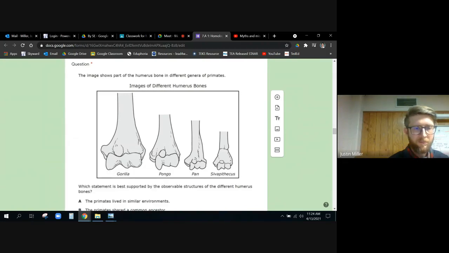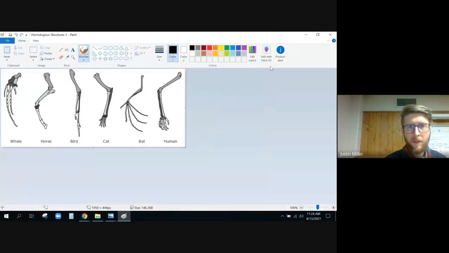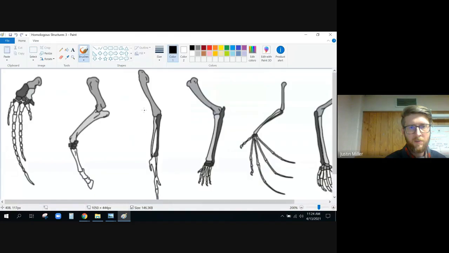No. Okay. So a bat wing, here, let me show you real quick. I was going to show you this anyway. Oops. Oh my gosh, why can't I do this?